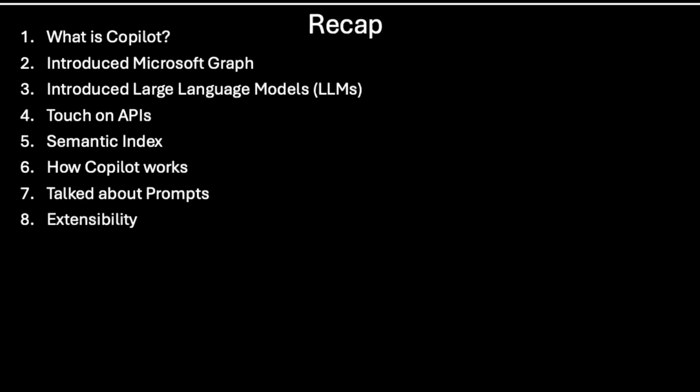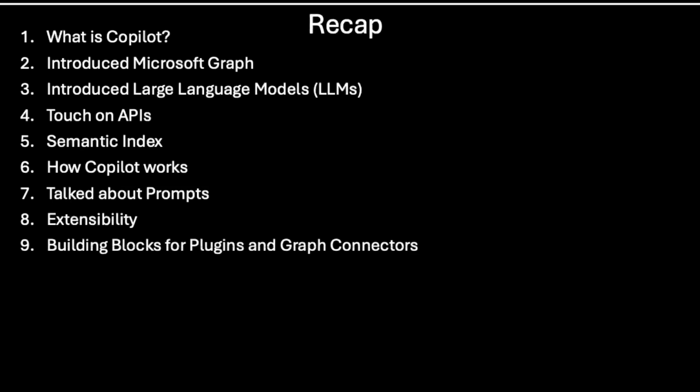Then I talked about extensibility. I talked about plugins, specifically the OpenAI, the Power Platform, and the message extension. Then I talked about graph connectors, and then I talked about which plugin to use. And then I went even deeper when I talked about the building blocks of plugins and connectors, right? So the graph connector, for example, uses an API, a schema, and then permissions, whereas the plugin uses an API, a JSON manifest file, and an adaptive card.